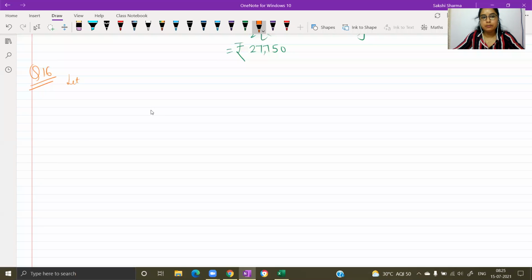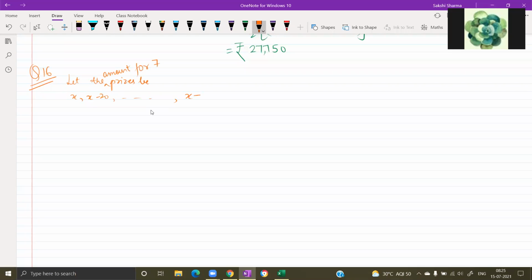So either you can do it by letting the prizes be x, x minus 20, and so on. Saloni, beta, what's the last value? X minus 120. And according to the question, their sum is equal to 700. This is one way of doing it.